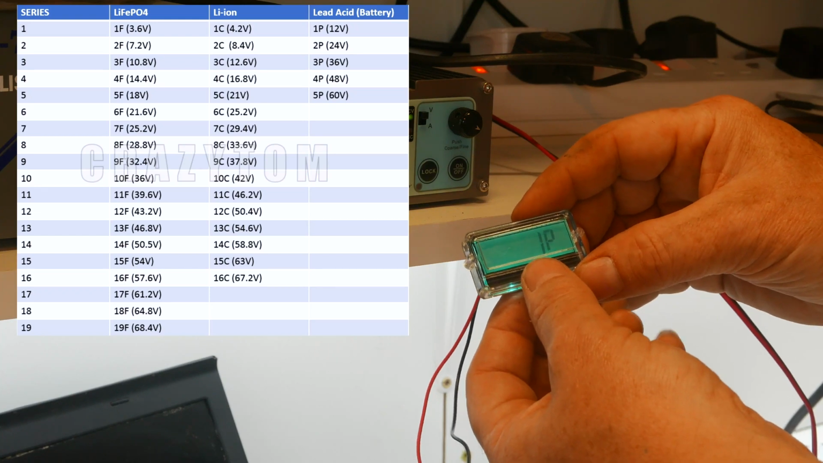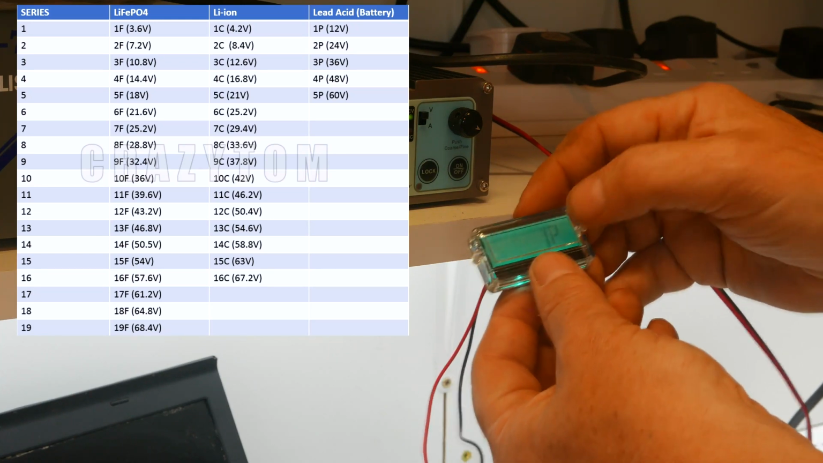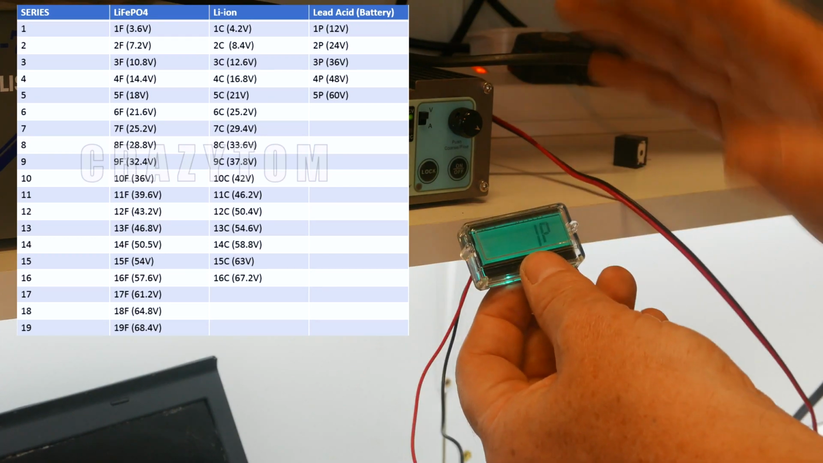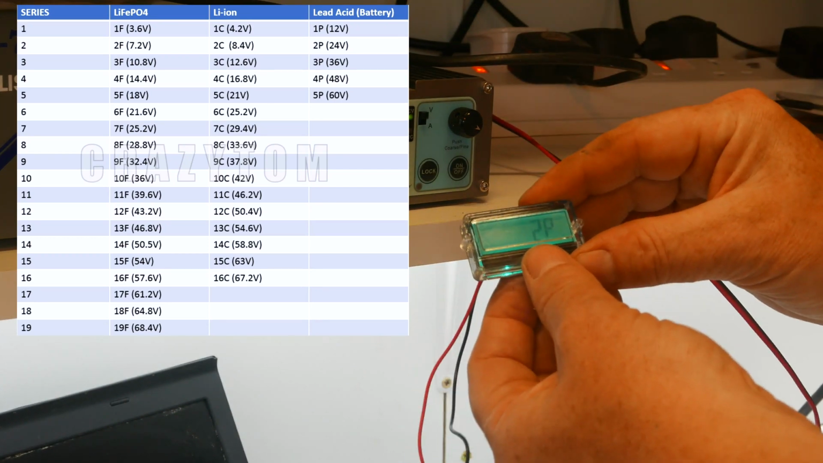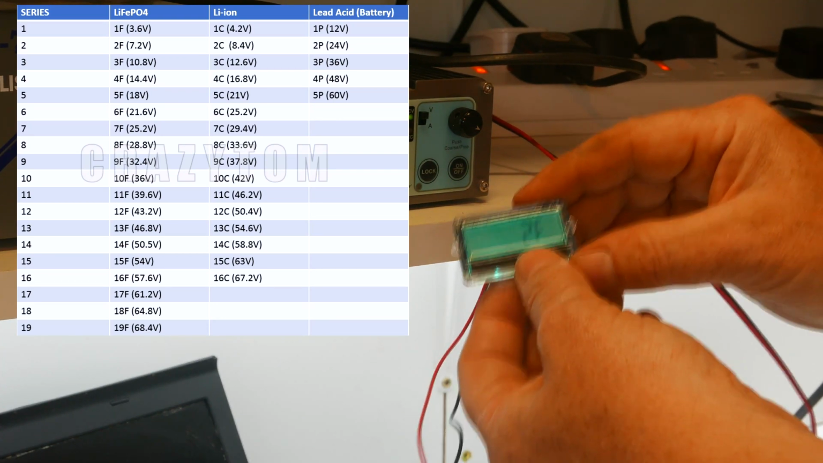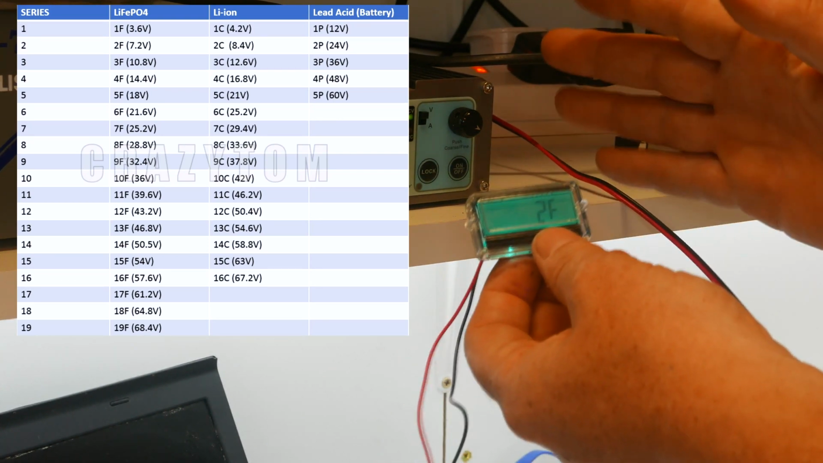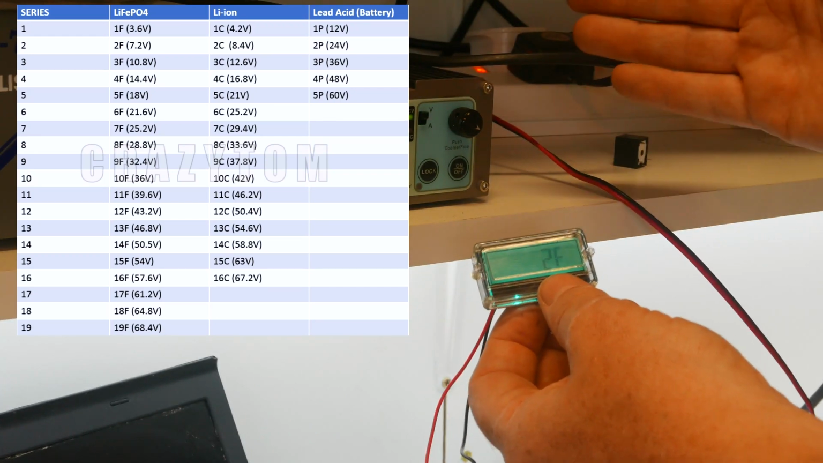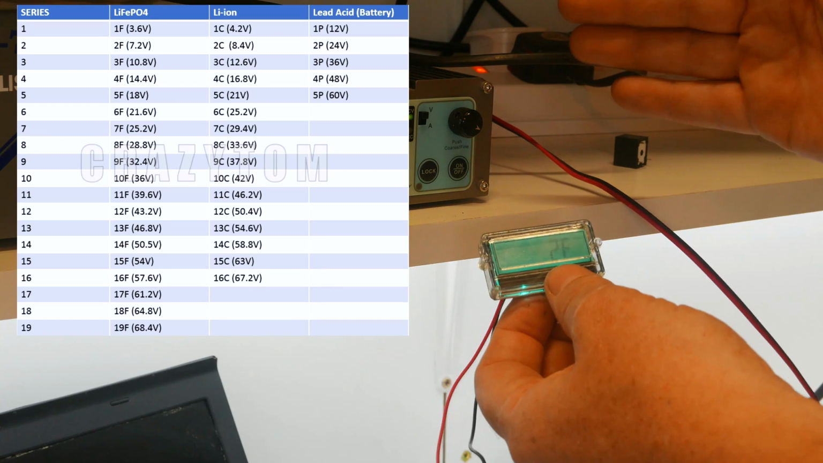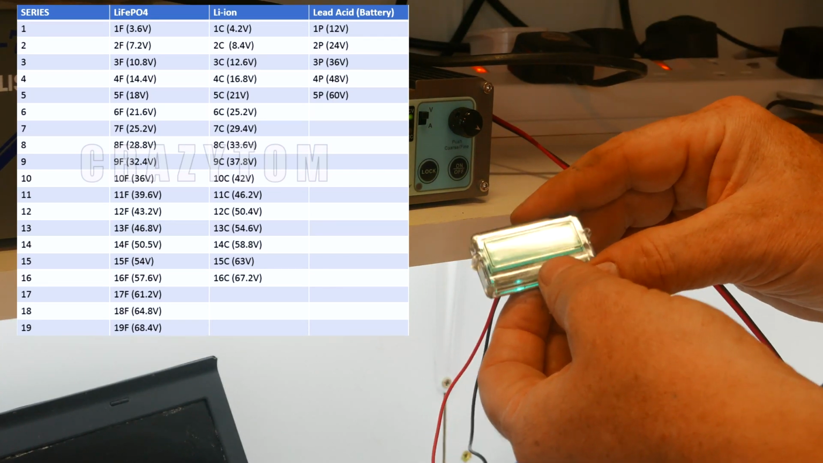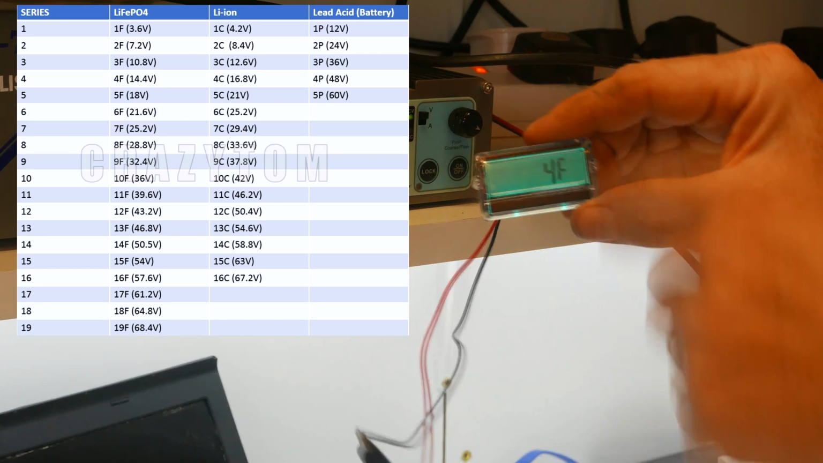P is for PB, lead, and so one P would be a voltage range of about 12 volts, 2P would be 24, and so on. And then you come to F, lithium iron phosphate, 1F, 2F. 2F would be median voltage 3.2, 6.4, or 7.2 on the high side. So we'll go to 4F, and now it's set to 4F.